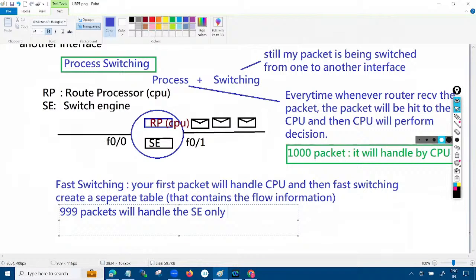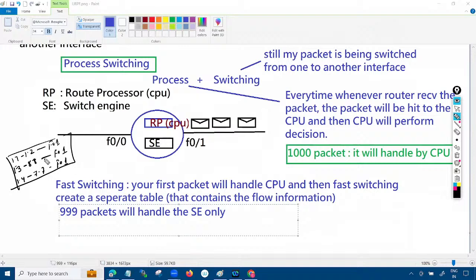So what will fast switching do? Once you enable the fast switching mechanism, it will create one table. In that table, it will say the flow from 1.0.1, destination 1.0.2, will go by the 0/1 interface. Of course, there will be multiple fields like port number and those things. Same way, 1.0.3 destination will be 8.8, it will go by 0/1. Same way, 1.0.4 destination will be 7.7, it will go by the 0/1 interface. So this flow table will be created on router 1. It is also called a cache table, the fast cache table.